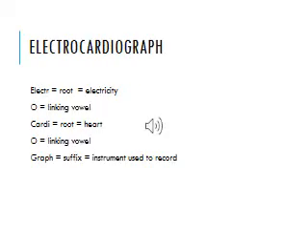We have here electrocardiograph. It's a bit long term. We have electro and it's a root that means electricity. Then we have a linking vowel, O. Then cardi, that is a root that means heart, then another linking vowel, then the final part is graph, and this is a suffix that means an instrument used to record. Then the whole word means an instrument used to record heart waves, اللي هو جهاز رسم القلب.